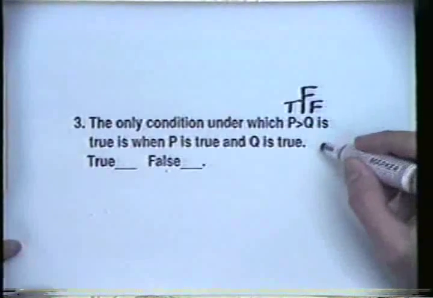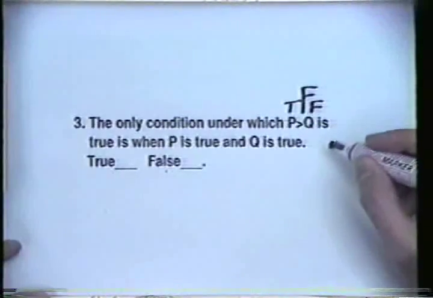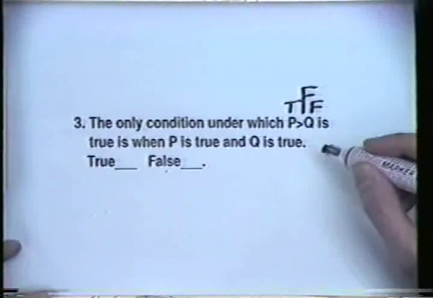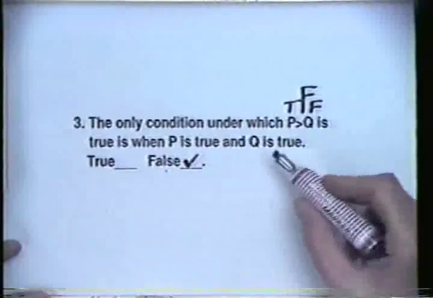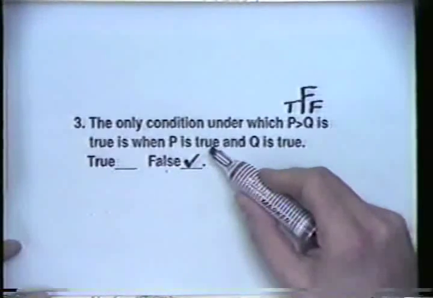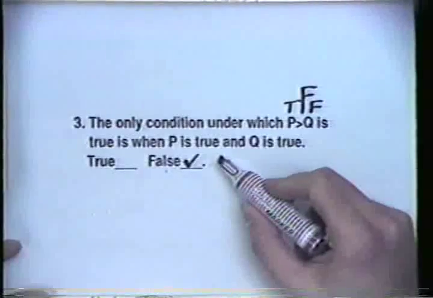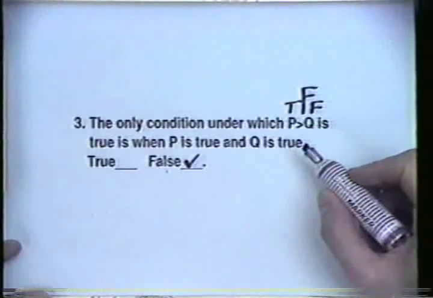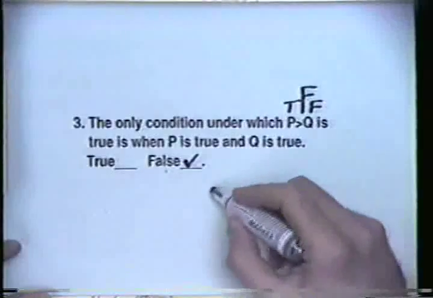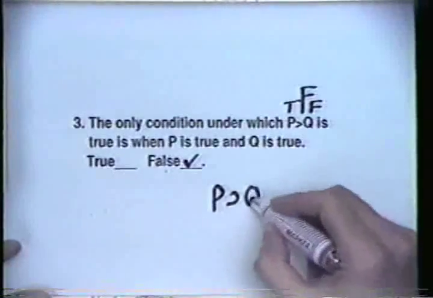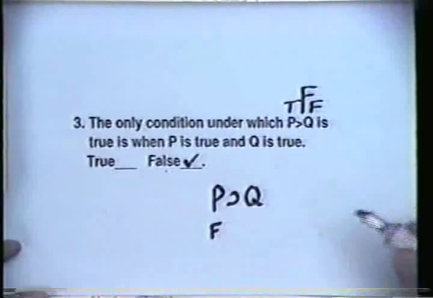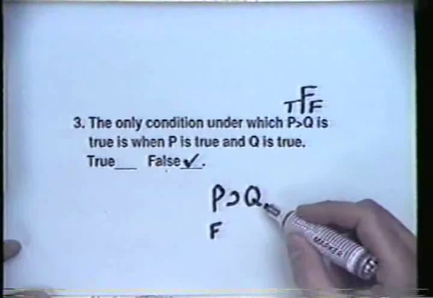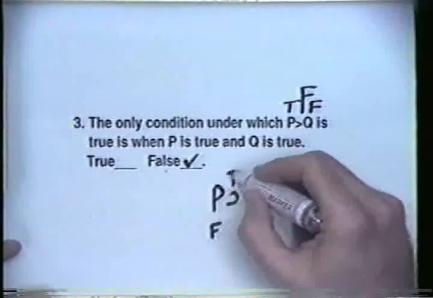So it's then going to be false that the only condition under which P hooks Q is true is when P is true and Q is true. It's false because any situation in which P, the antecedent, is false will make the entire conditional P hooks Q true. All right, so if you have P hooks Q, the conditional, under any circumstance where P is false, the truth value of the larger conditional statement will be true. That makes number 3 false.